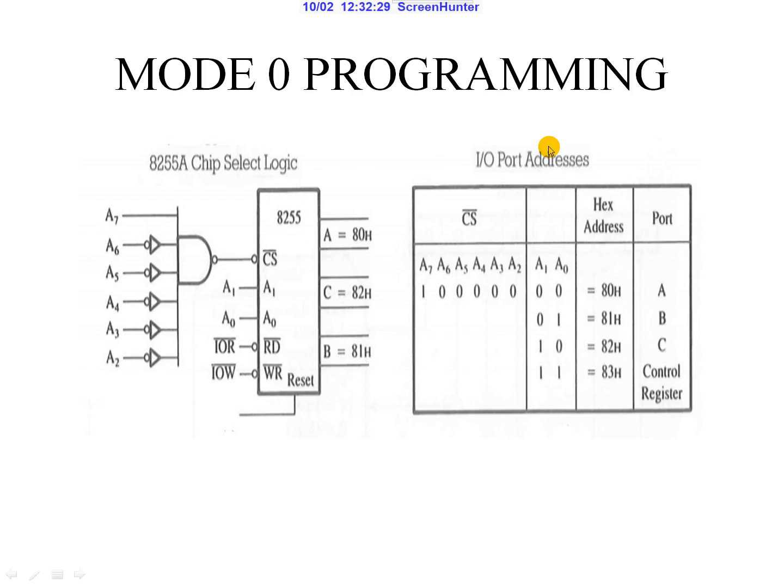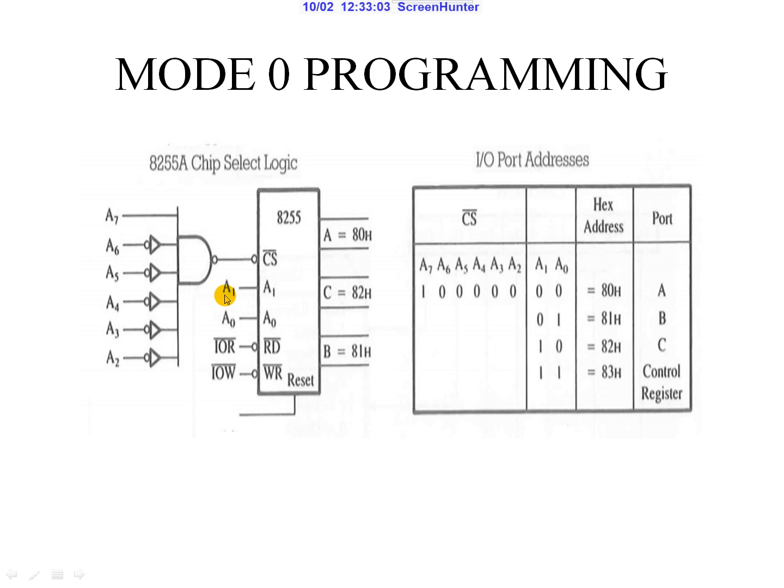So here we are given a particular example for this particular mode 0 programming. In this slide we have shown how we are going to connect this 8255 chip with the external device and the 8085. So this 8255 is connected with the control pins like this.